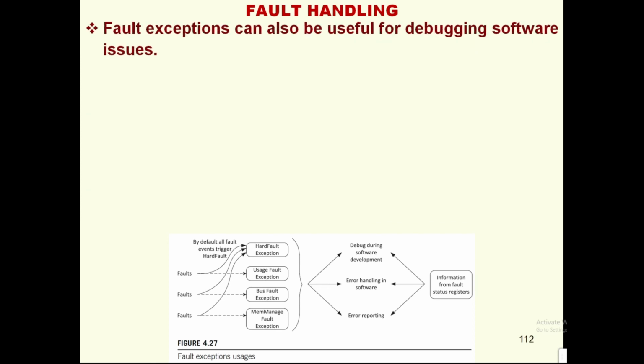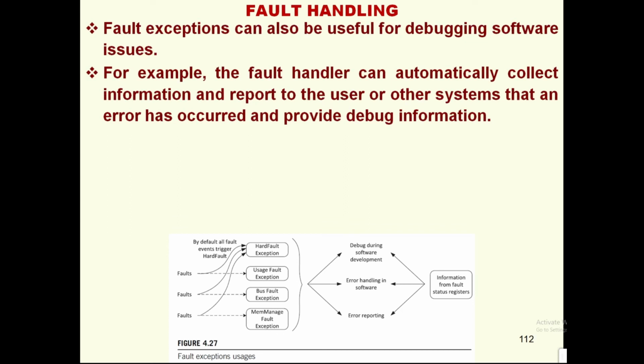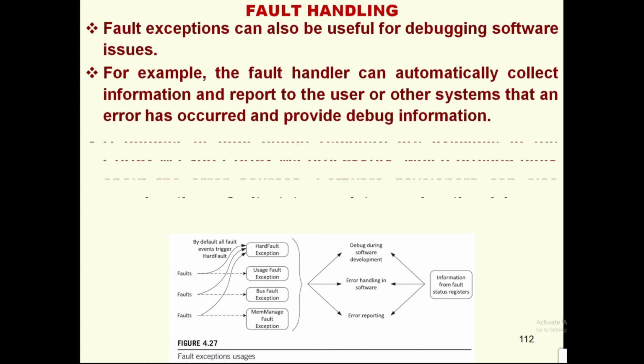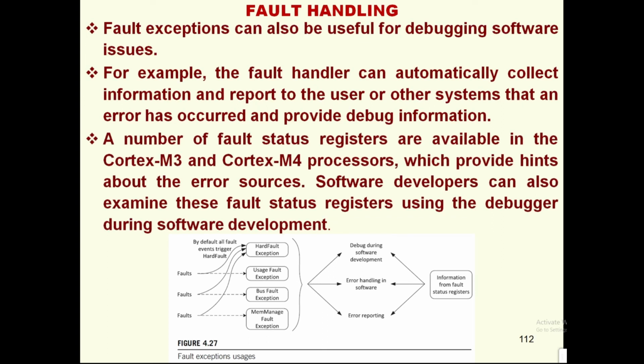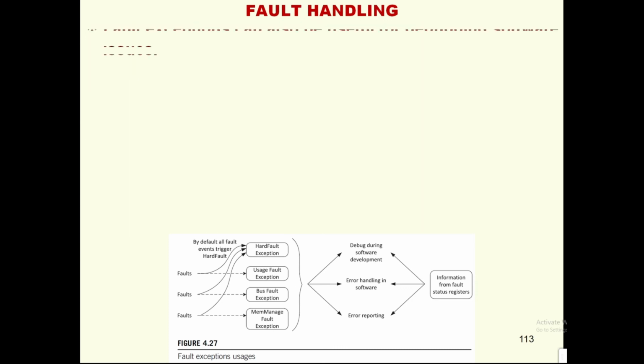Fault exceptions can also be useful for debugging software issues. For example, the fault handler can automatically collect information and report to the user or other systems that an error has occurred and provide debug information. A number of fault status registers are available in the Cortex M3 and Cortex M4 processors, which provide hints about the error sources. Software developers can also examine these fault status registers using the debugger during software development.